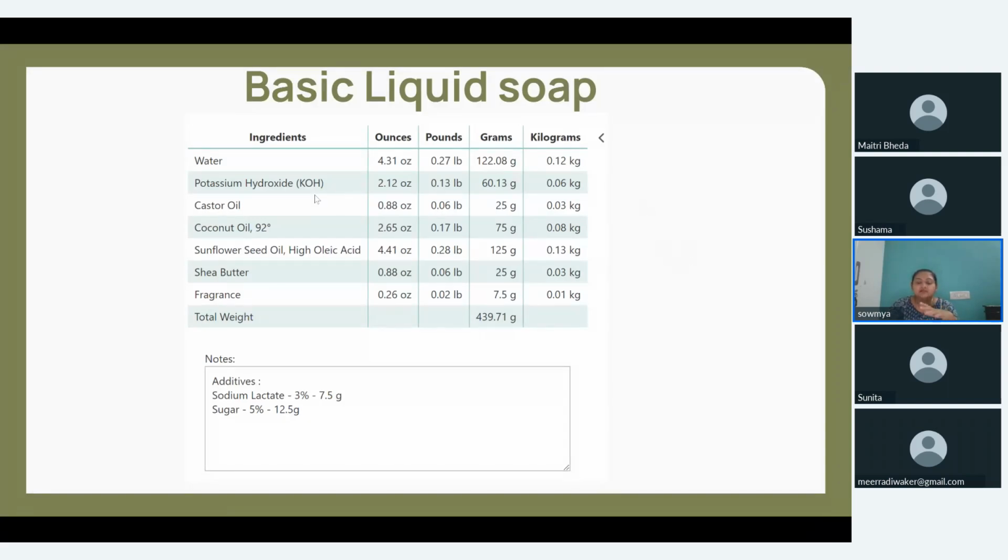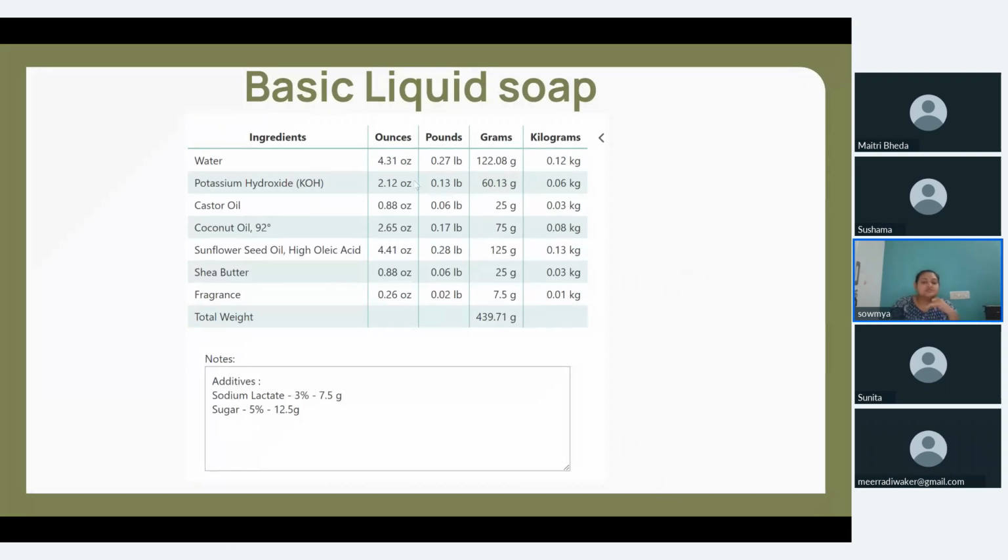I will share the basic liquid soap recipe. I will post it in the group today. So we will be making this soap in our next class, that is on Thursday. We will be doing the cold process method first. And then in hot process, I will try to make the dual lye. And we will make charcoal liquid soap.